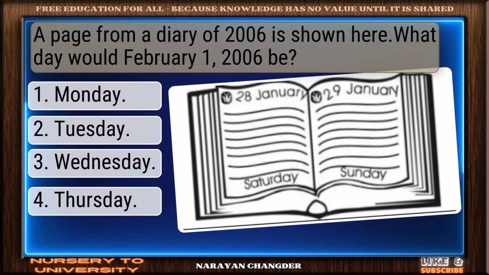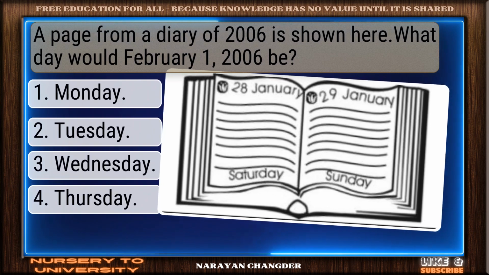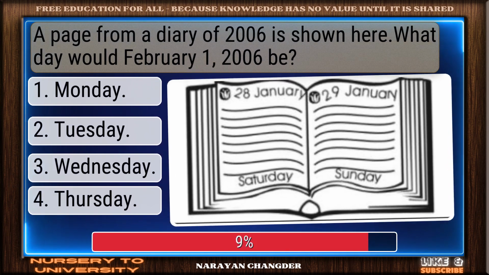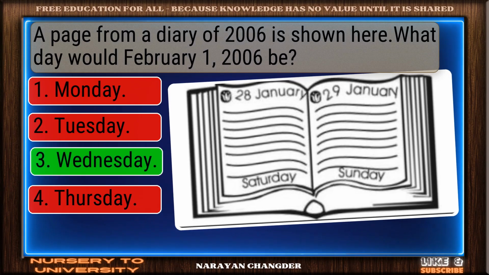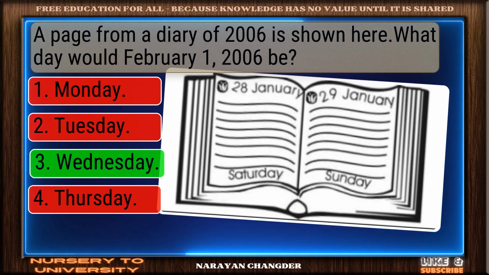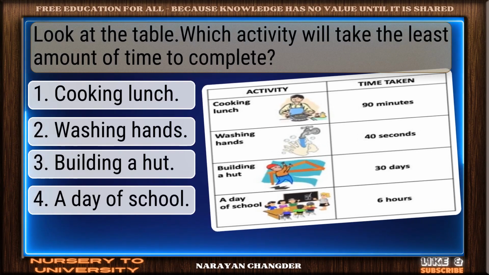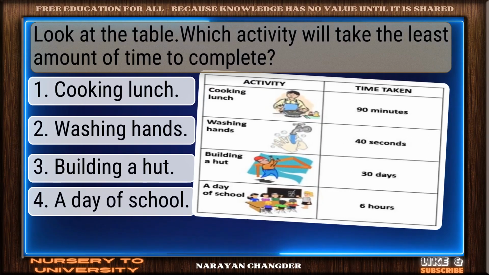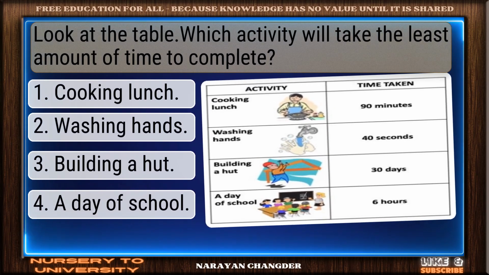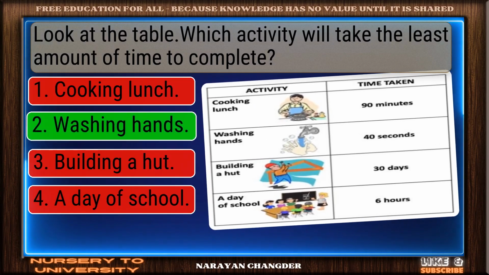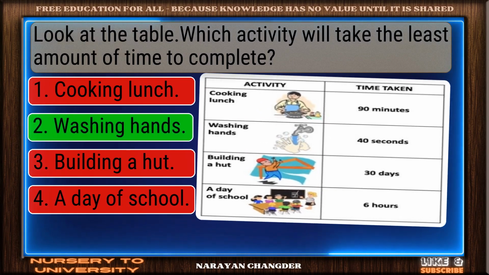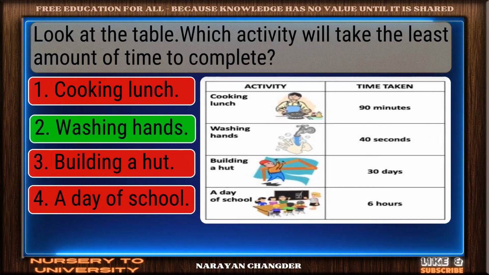A page from a diary of 2006 is shown here. What day would February 2006 be? Smart pick. Wednesday is the correct choice. Look at the table. Which activity will take the least amount of time to complete? Good thinking. Washing hands is the right answer.